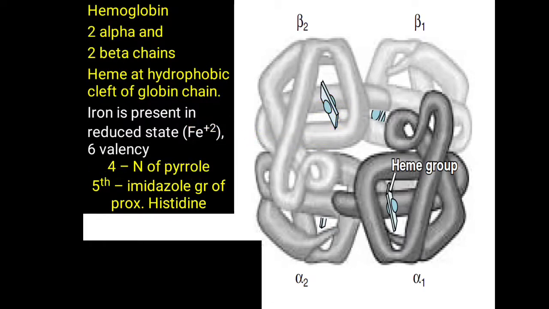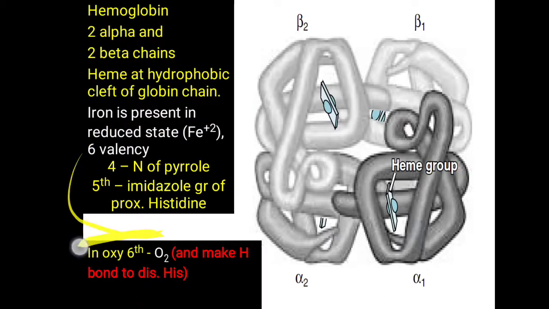So the heme residue contains Fe+2, which has a 6 valency. Out of that 6, 4 are attached to the 4 nitrogens of the pyrrole rings of the heme residue. The fifth one is attached to the imidazole group of the proximal histidine residue. The proximal histidine is called F8, meaning the 87th histidine residue of the alpha chain. Now what about the sixth valency of the Fe+2? The sixth valency is attached to oxygen, and that finally makes oxyhemoglobin.